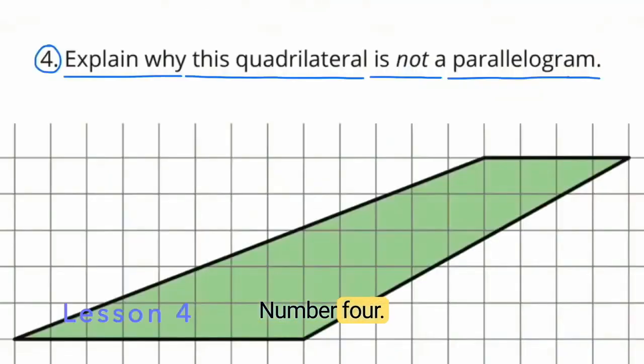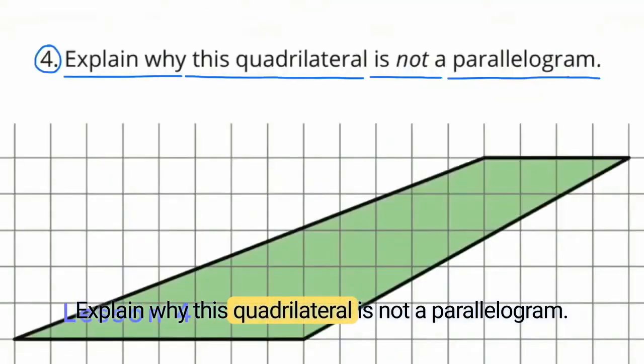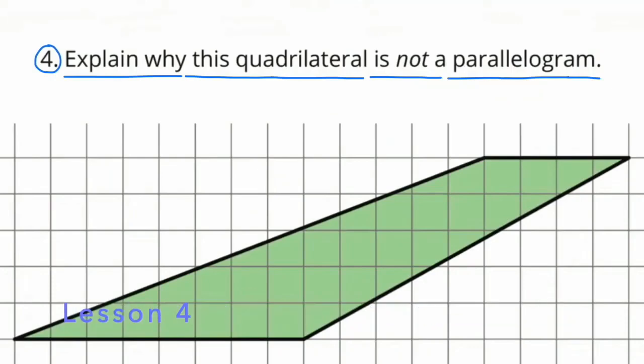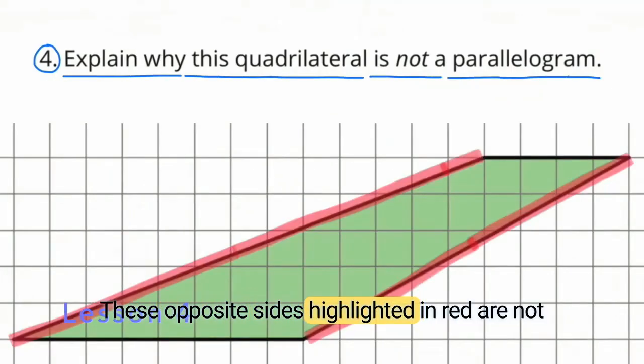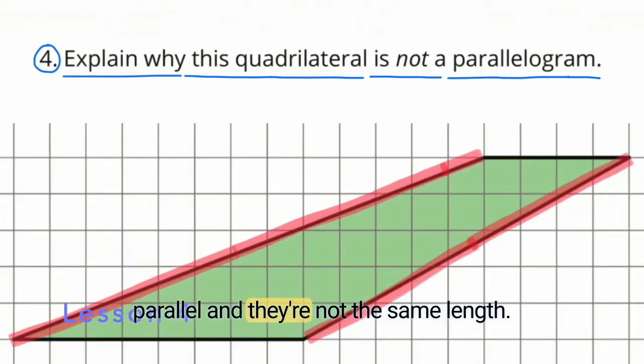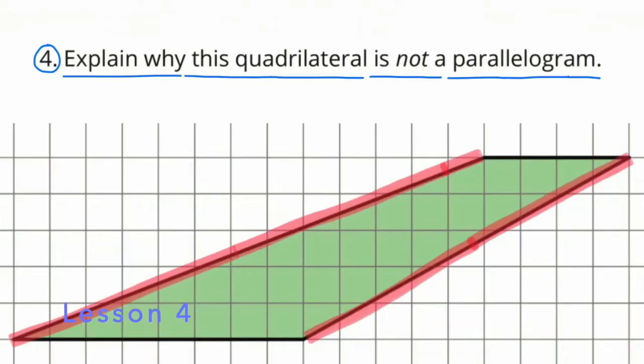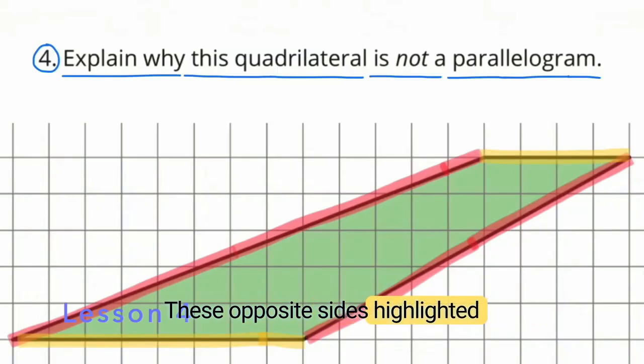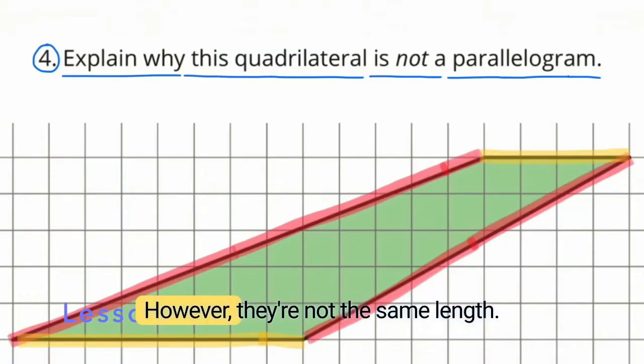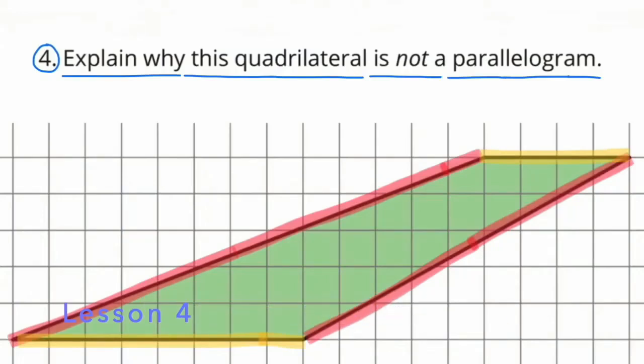Number 4. Explain why this quadrilateral is not a parallelogram. These opposite sides highlighted in red are not parallel and they're not the same length. These opposite sides highlighted in yellow are parallel, however, they're not the same length.